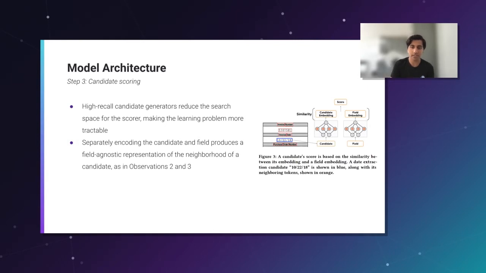So the figure at right is just a simpler representation of the scoring model we saw here, where basically the candidate and field are both embedded, scored based on cosine similarity, and this score is then assigned to each of the candidates.